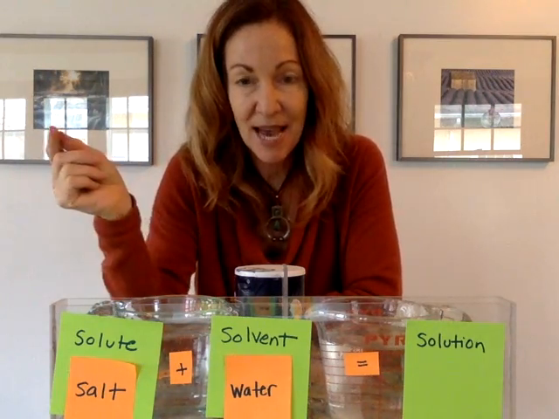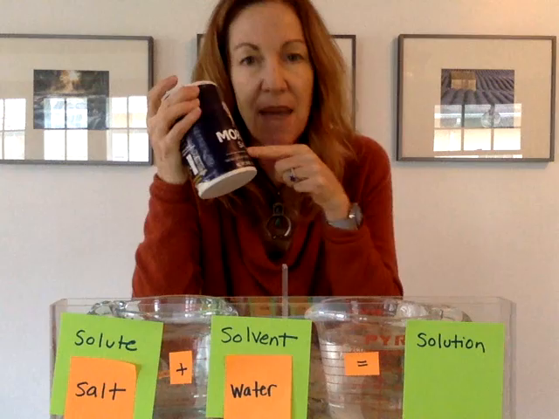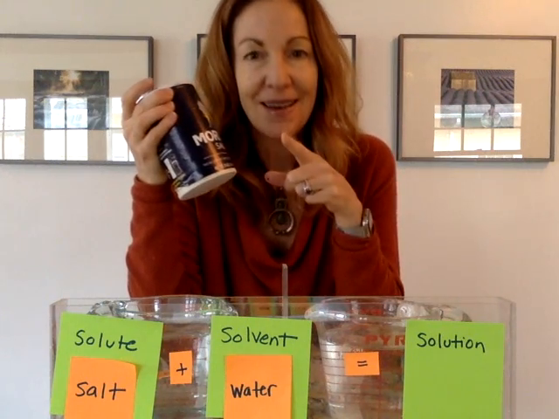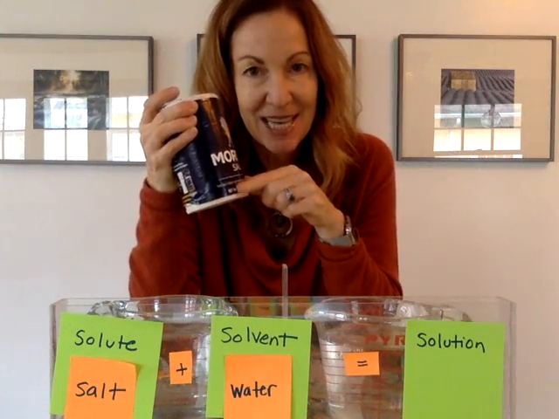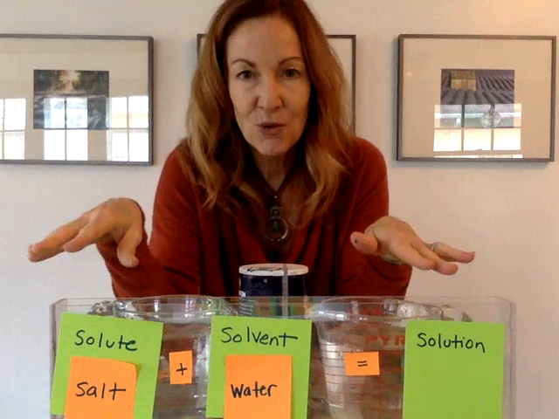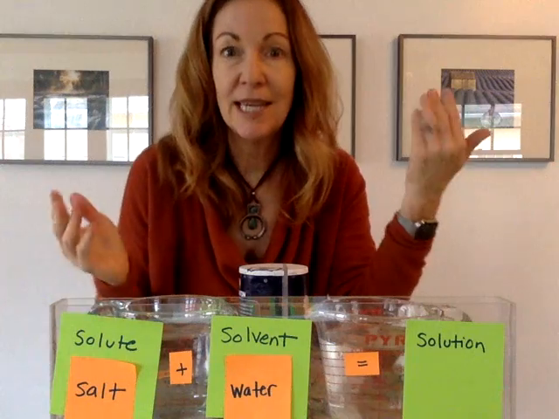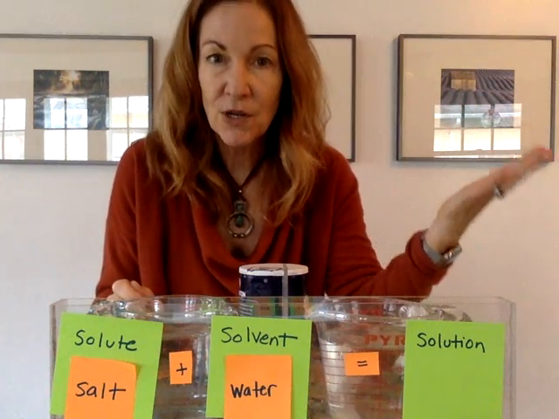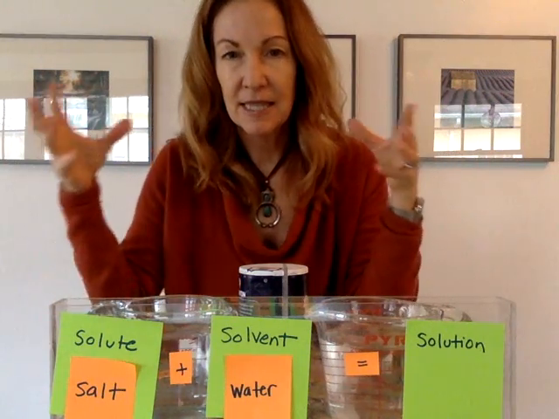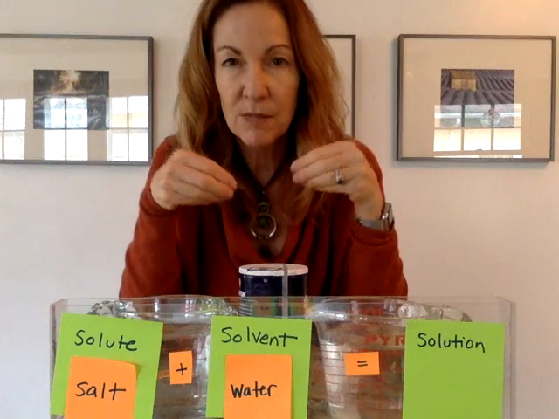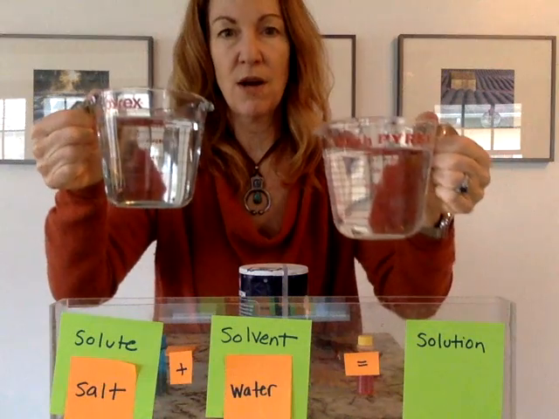At the same time, what I want to show you is if I add salt to water, I'm putting more matter into the water, so it's going to increase its density. I'm going to do a little experiment that shows that when you increase the matter and keep the volume the same, you increase the density because there are more particles. There's more mass, so it's going to be more dense. Remember, if it has a lot of particles in a small amount of space, it's going to be very dense.